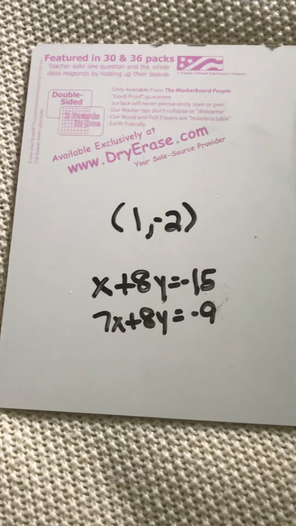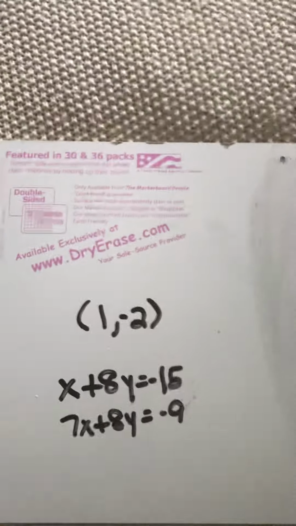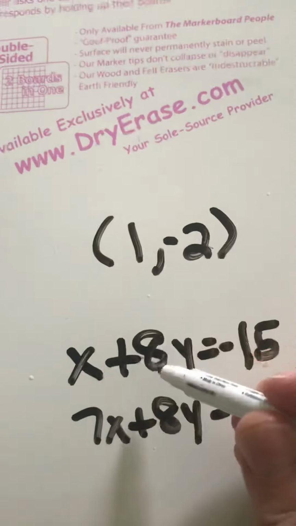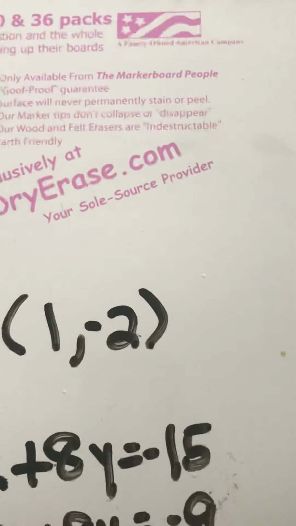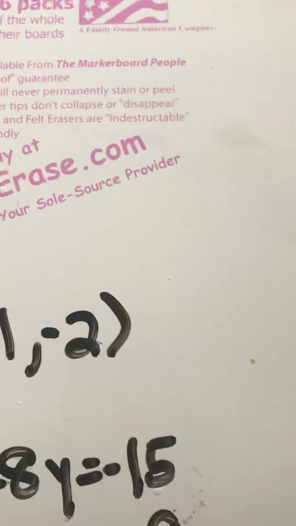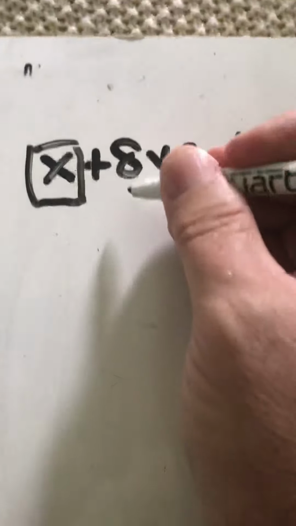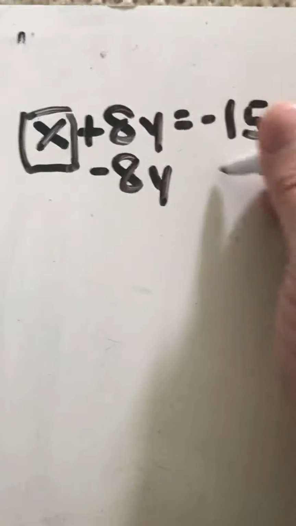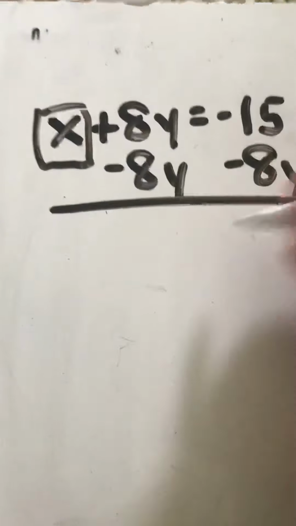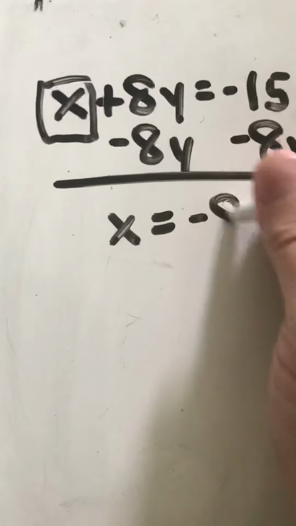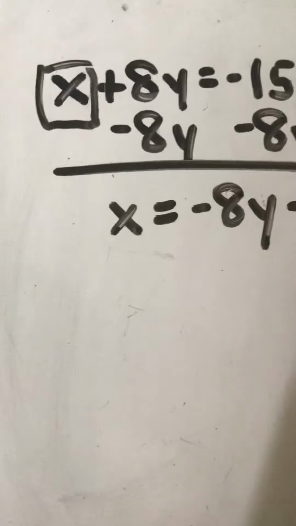Again, this time we're going to solve using substitution. And we don't have y or x equal anything. The easiest thing to do is just go ahead and manipulate this first equation. And we're going to solve for x. So we just subtract 8y from both sides. We got x equals negative 8y minus 15.